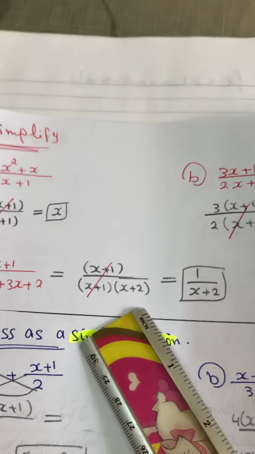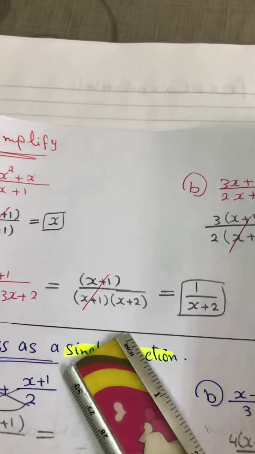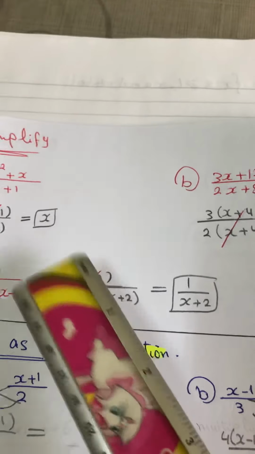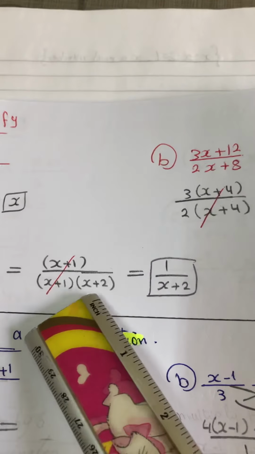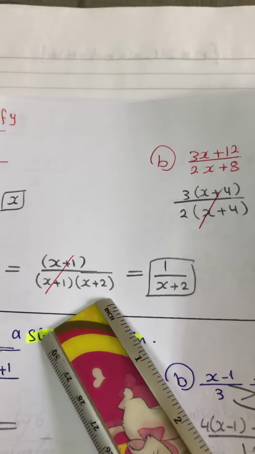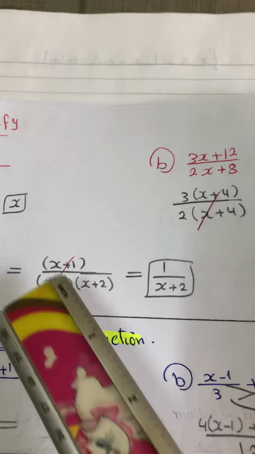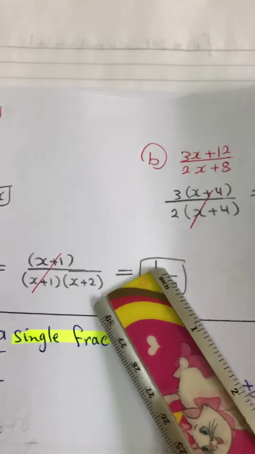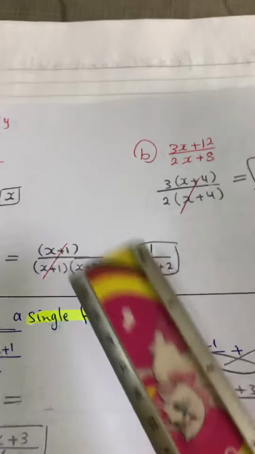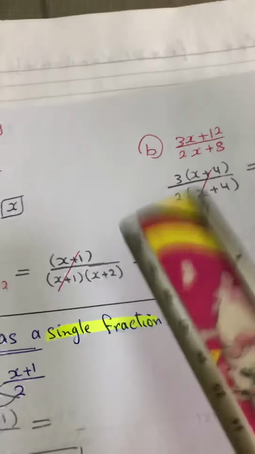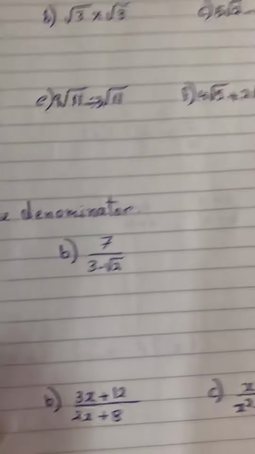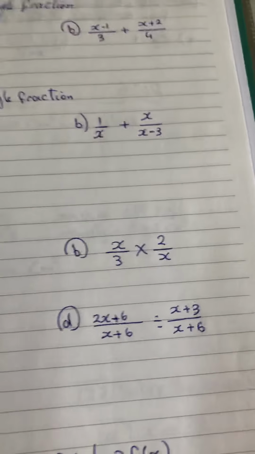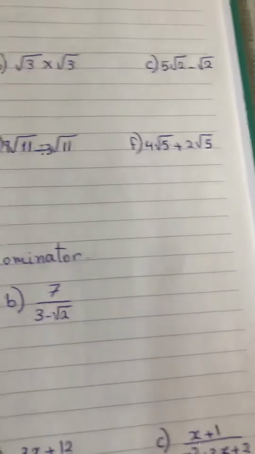And what's left? Attention, you have 1 up and x plus 2 down. What's left? x plus 2 down in the denominator. So you have to put 1 in the numerator. Don't forget this. Okay, this is question number 17.